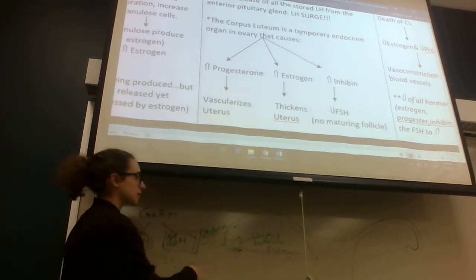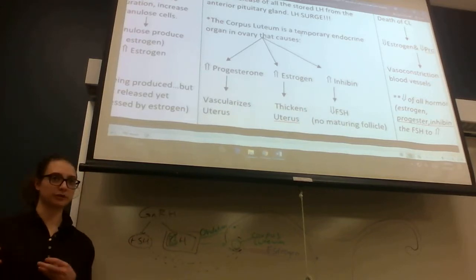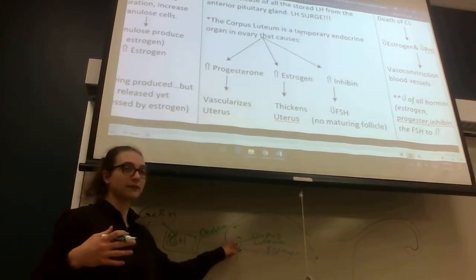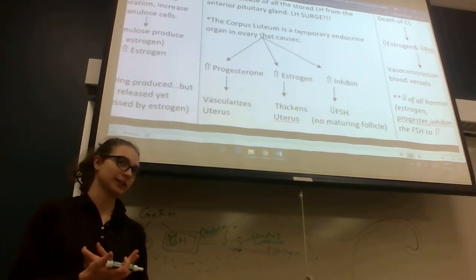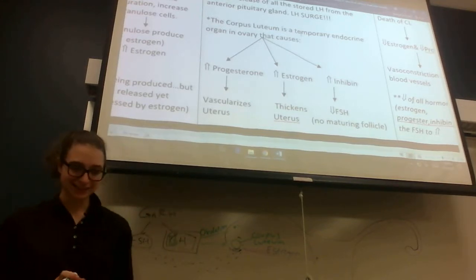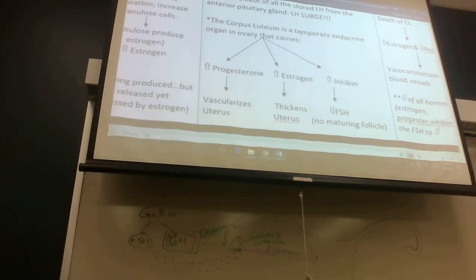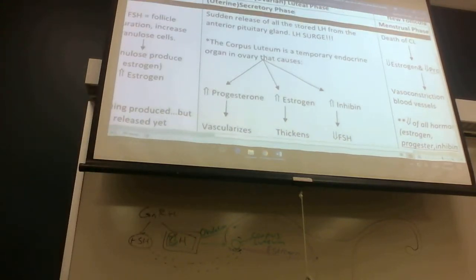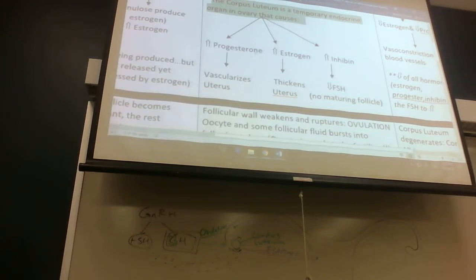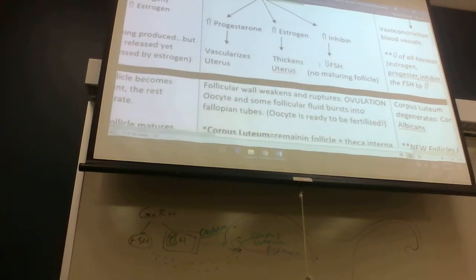So this becomes the corpus luteum, which then becomes a temporary endocrine structure. And it's temporary because it's there from ovulation up until the egg dies, and then it degenerates. So we have a lot of stuff growing in us and then a lot of dying. So in this area, the sudden release of luteinizing hormone is also known as the LH surge. This will cause the egg to crack, pretty much. The corpus luteum is a temporary endocrine organ in the ovary that causes increased progesterone, increased estrogen, and increased inhibin.